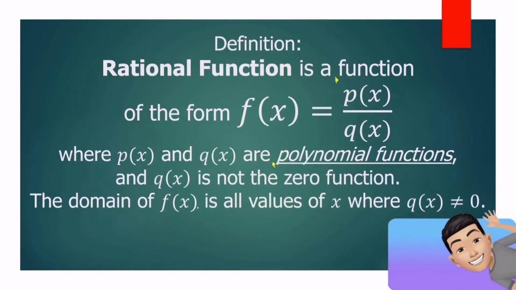So, ang domain, ibig sabihin ng domain, lahat ng permissible values of x, or yung mga pwede para syempre makapag-generate ng y, or ng f of x, ang function ay kahit ano, wag lang yung magiging dahilan para maging zero function yung q of x. So, q of x must not be equal to 0. Okay na?